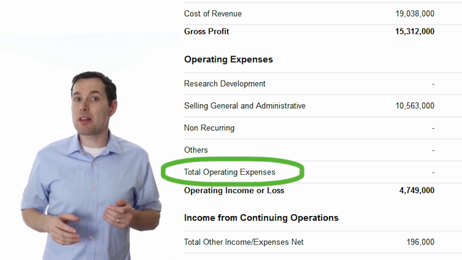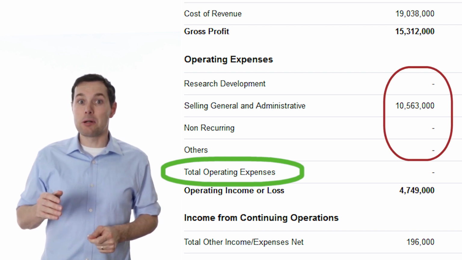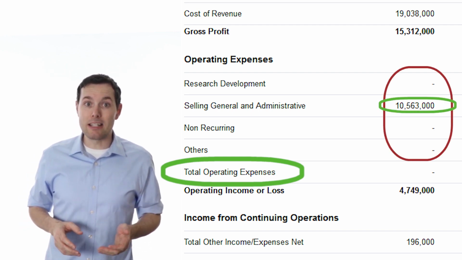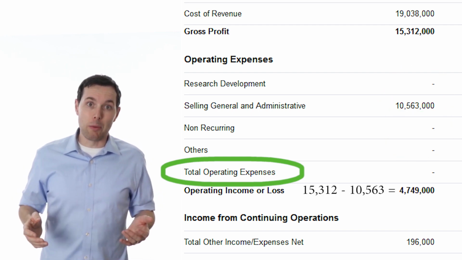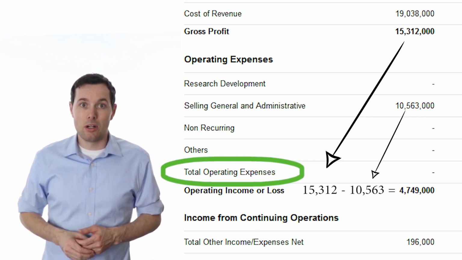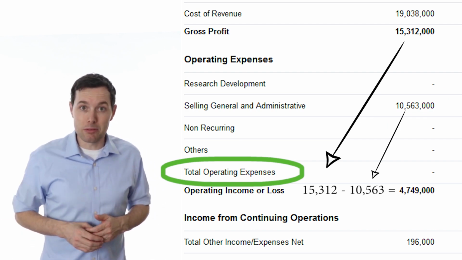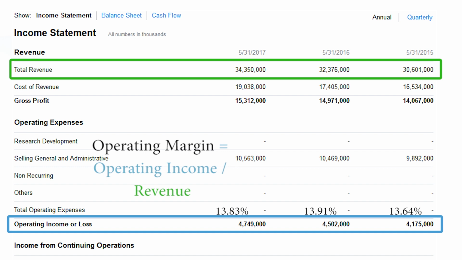I don't know why they don't have anything here. I would have thought it would have been the sum of these numbers, which should make it 10,563. Either way, you end up with the operating income line. Once again, I like comparing this to revenue, and this is what we get for ratios. This one is called operating margin. So it looks like Nike's operating margins have been fairly consistent over the past few years.